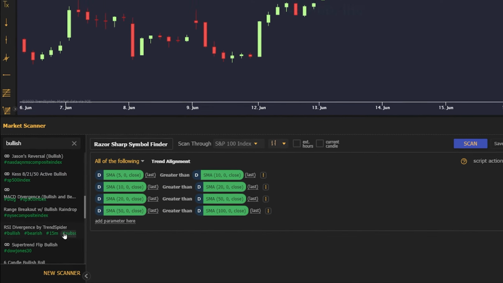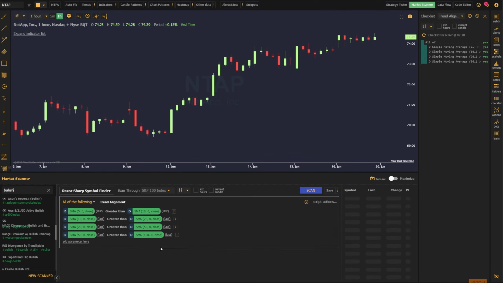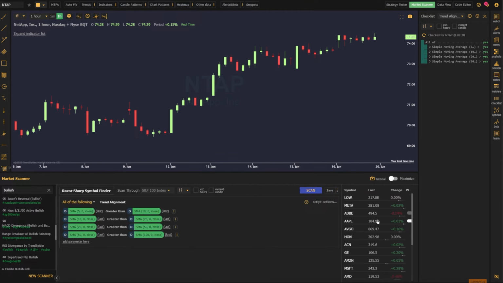You can select one you like or input the conditions of the strategy that you like to trade, hit the scan button, and every name that's meeting the criteria you're scanning for will populate on the right-hand side.